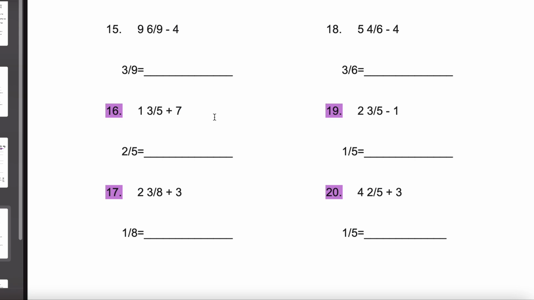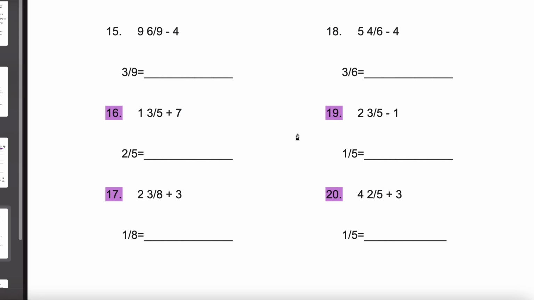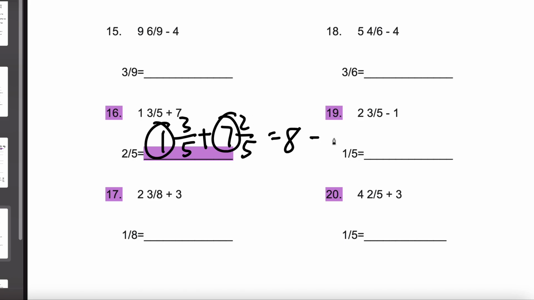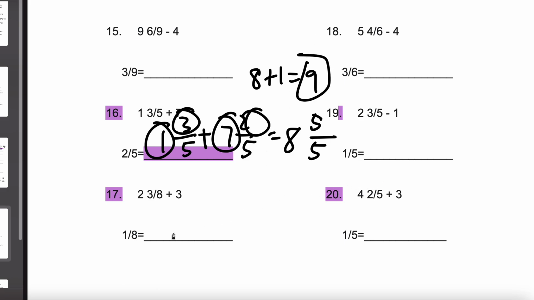Okay, next we're going to do 16, 17, 19, 20. So we have 1 and 3/5 plus 7 and 2/5. We have a common denominator, so we're going to add the whole numbers first. Then we're going to add the numerators, 5 over 5. And we know that 5 over 5 is 1 whole, so it's going to be 8 plus 1, which is 9.